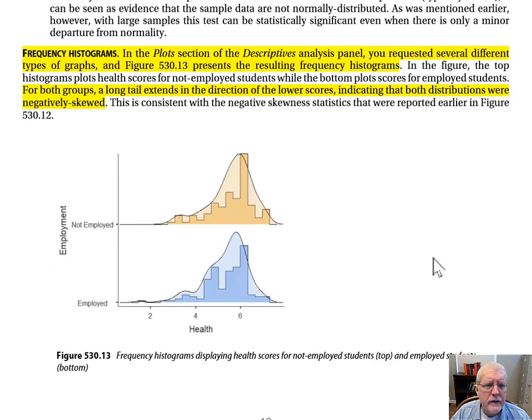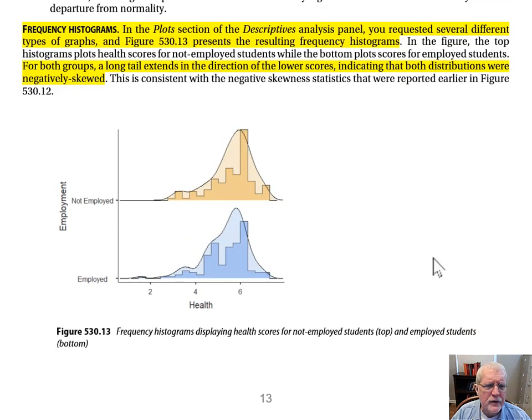Scroll down. I am on the bottom of page 13 now. Frequency histograms. In the plot section of the descriptives analysis panel, you requested several different types of graphs. The following figure presents frequency histograms. For both groups, the long tail extends in the direction of lower scores, indicating that both distributions were negatively skewed. There's a frequency histogram for the not employed people.